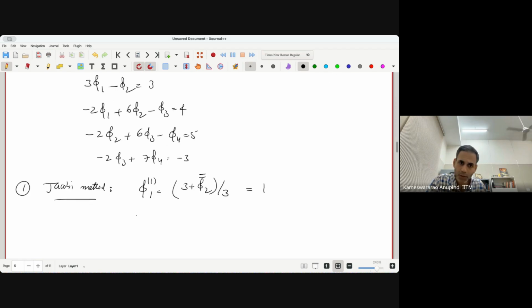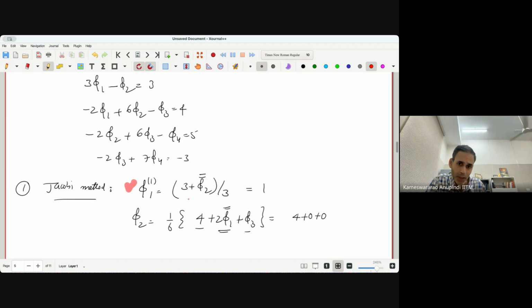Then I want to calculate phi 2. Phi 2 equals 1 by 6 of this equation, that is 4 plus 2 phi 1 plus phi 3. Now see here, I'm going to use 4, and for phi 3, I'm going to use 0. I'm still going to use 0 for phi 1 as well, although I have just calculated the new value for phi 1, because this is point Jacobi. I'm going to use only the nth iteration values here, not the n plus 1th iteration values. So this is 1/6 of 4, which is going to be 2 by 3.